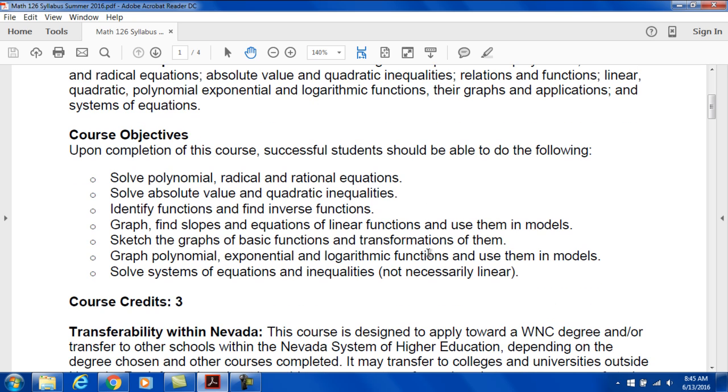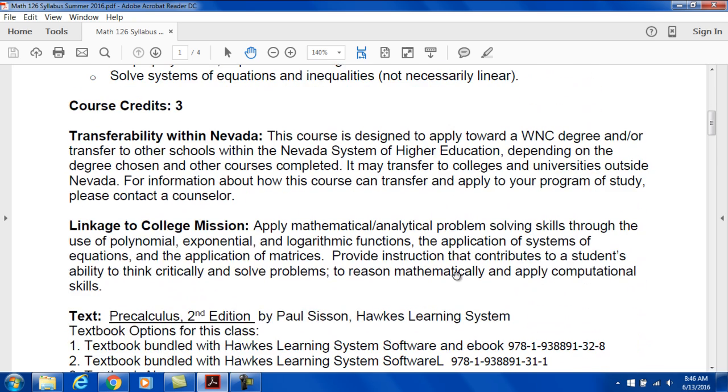Course objectives. Upon completion of this course, successful students should be able to do the following: solve polynomial and radical and rational equations, solve absolute value and quadratic inequalities, identify functions and find inverse functions, find a graph, find slopes and equations of linear functions and use them in models, sketch the graphs of basic functions and transformations of them, graph polynomial, exponential, and logarithmic functions and use them in models. Solve systems of equations and inequalities, not necessarily linear.